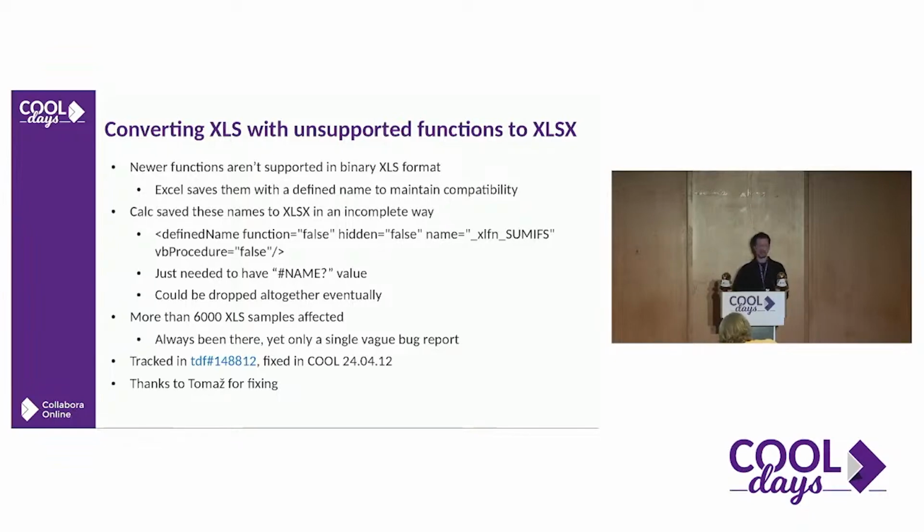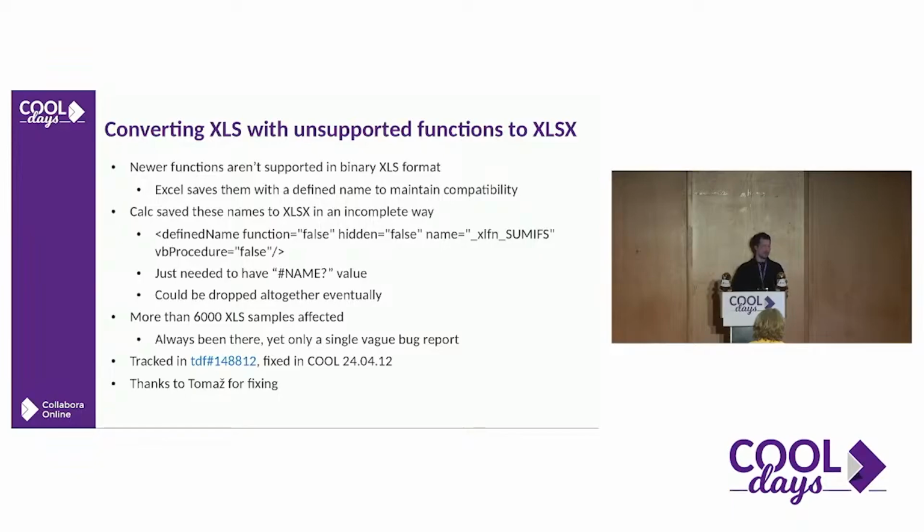And what Excel does is that it saves the files with defined names to maintain compatibility, so it can be opened in an older version, and it will not complain. It will not work correctly, obviously, but it will not complain. And Calc used to save these. So in the XML, the defined name element was empty, and Excel didn't like that. So if we just add the hash mark, NAME, question mark, as the value to the element, then Excel opens these files cleanly. This is a very, very simple change.